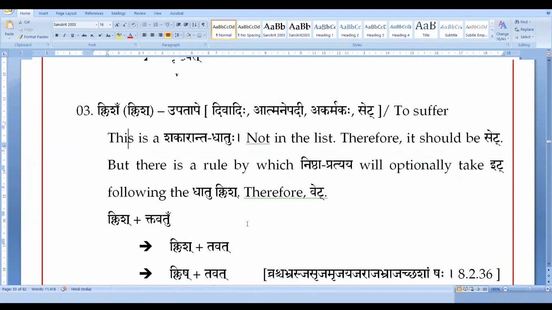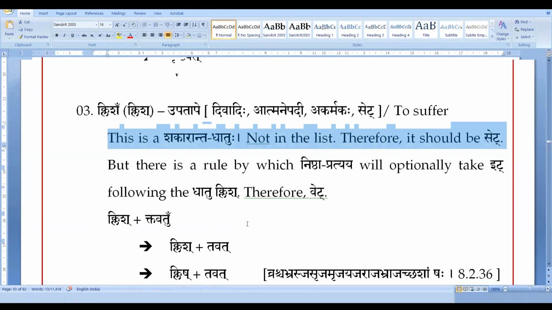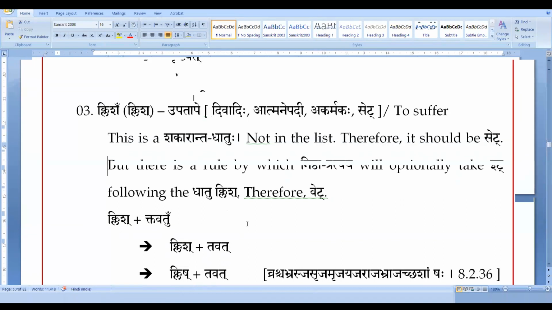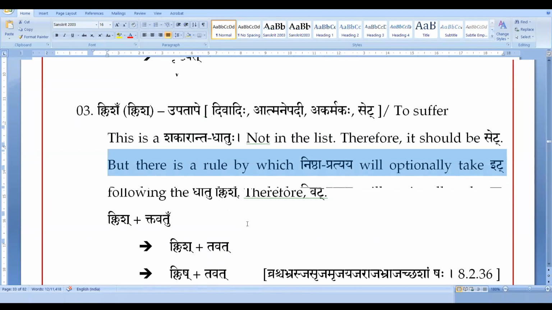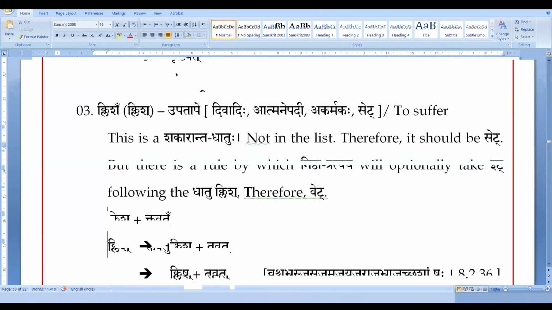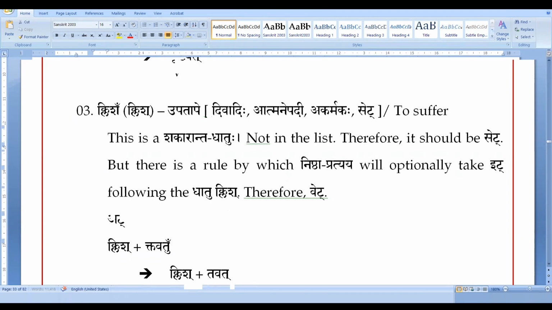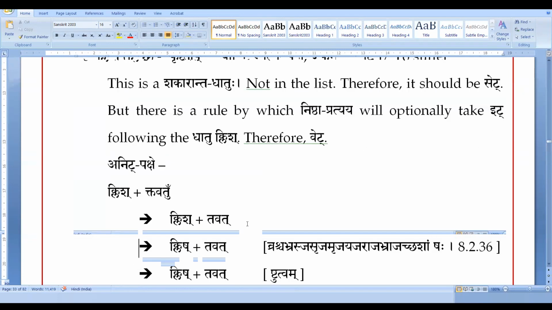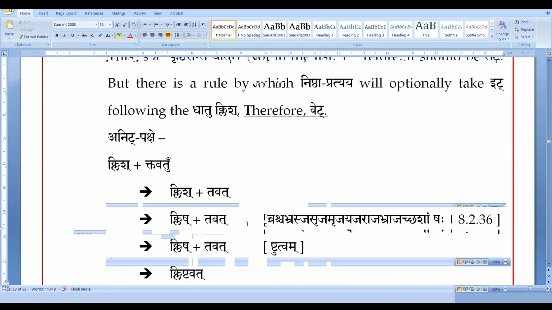Understand? This Shakaranta dhatu is not in the list, therefore it must be Set. But there is a rule by which Nishtha Pratyaya will optionally take it. This is the rule I should know, right? So you will have two forms, with it and without it. Anit pakshe, one form, and it pakshe, another form. Anit pakshe, klish plus tavatu, the Shakara followed by tavatu, that is a jal letter. Therefore, it will undergo Shatvam first, after that Shutvam. Therefore, Klishtavat.